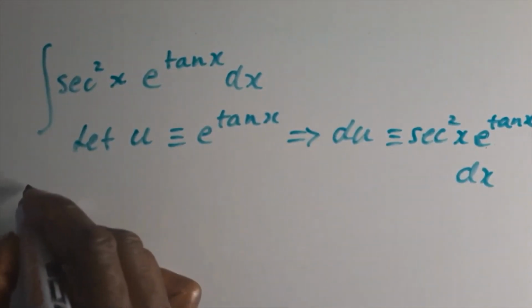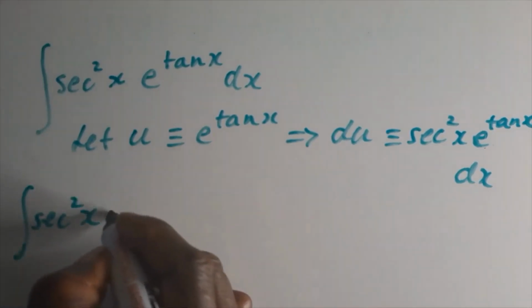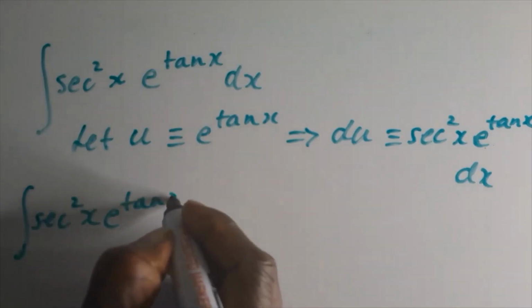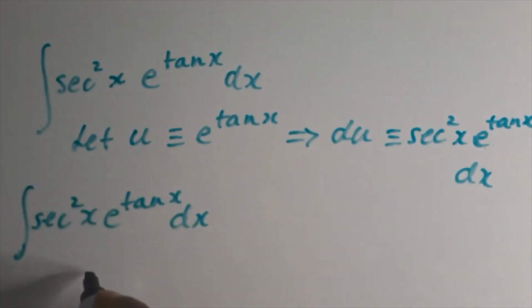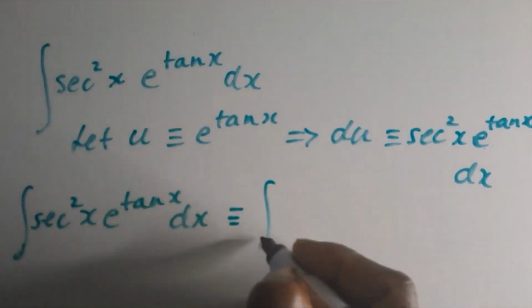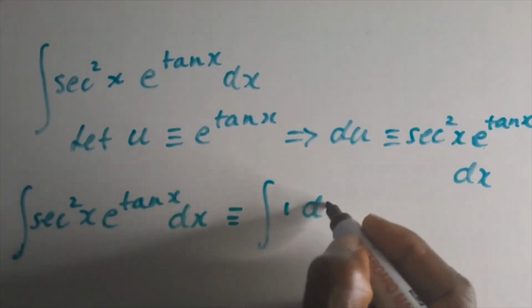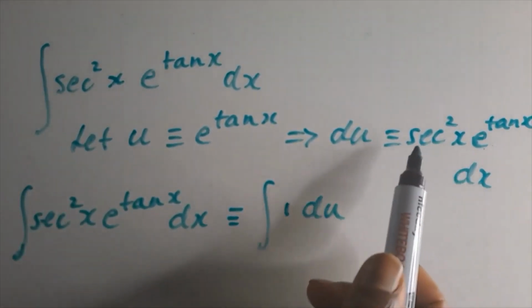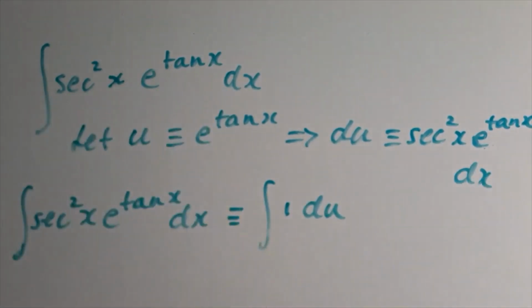So our integral can be written as sec squared x e to the tan x dx, which is equivalent to the integral of 1 du. So du is sec squared x e to the tan x dx, which is all of this, and all we have is the constant 1 multiplied by du to give you du.